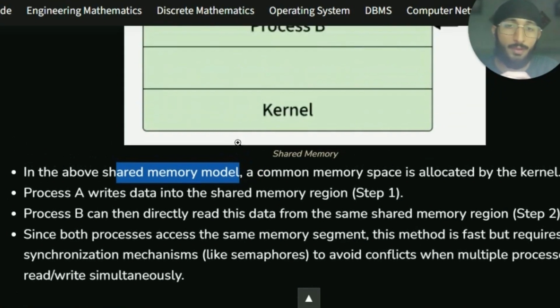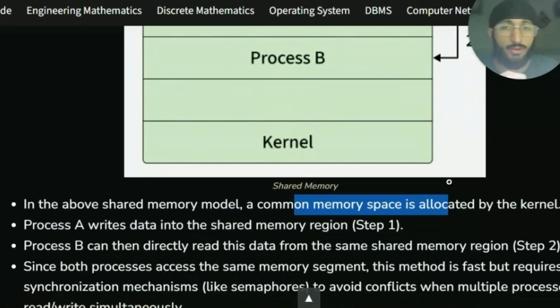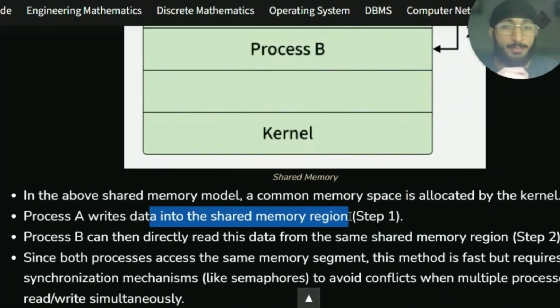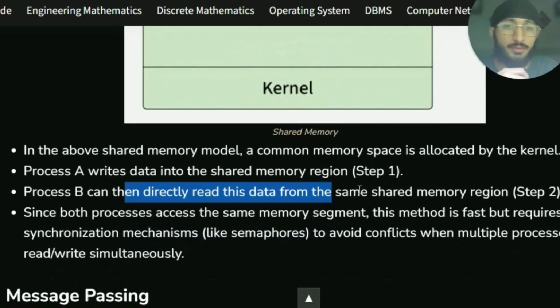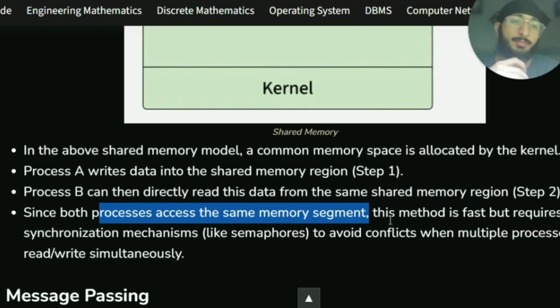In the model above, a common memory space is allocated by the kernel. Process A writes data into the shared memory region, that is step one, and then process B can directly read this data from the same shared memory region. Since both processes access the same memory segment, this method is fast but requires synchronization mechanisms like semaphores to avoid conflicts when multiple processes read or write simultaneously.